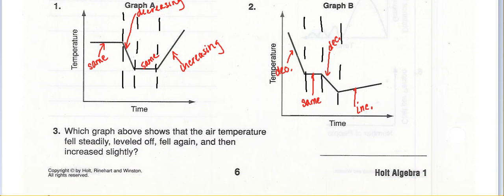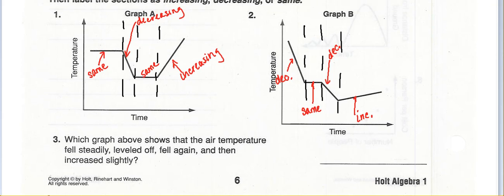Let's look at this next question. Which graph above shows the air temperature fell steadily, leveled off, fell again, and then increased slightly? So we're looking for something that, first of all, fell steadily. This one's staying the same. This one fell steadily. That's true. It leveled off. Yes. It fell again and then increased slightly. So it's definitely number 2.